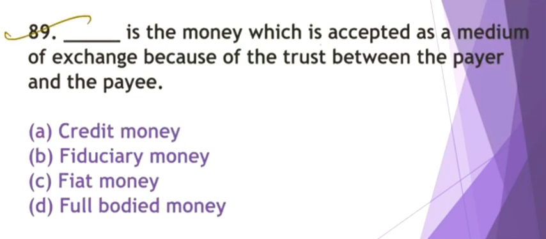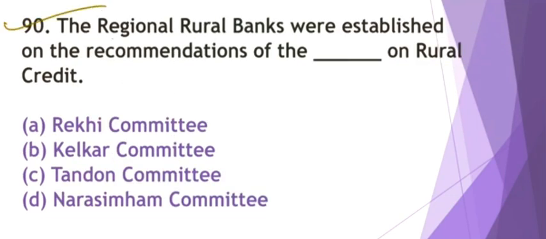89. Dash is the money which is accepted as a medium of exchange because of the trust between the payer and the payee. Option number B is the right answer, fiduciary money. 90. The regional rural banks were established on the recommendation of the dash on rural credit. Option number D, Narasimham Committee.